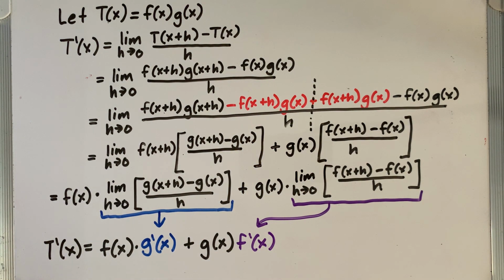And so what you're left with is the product rule. So if I start out with a t of x that is the product of two functions, f of x times g of x, the derivative here is going to be the first function times the derivative of the second, plus the second function times the derivative of the first. And that is known as the product rule.